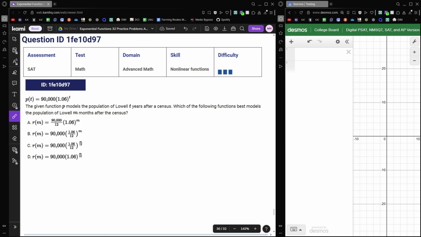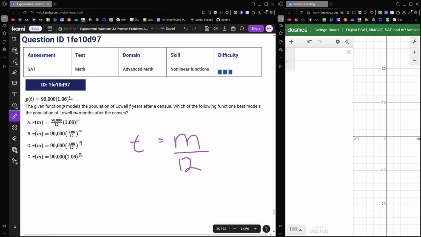Question number 30. The given function P models the population of Lowell T years after a census. Which of the following functions best models the population of Lowell M months after the census? So here we know that T represents 1 year. So we know that T, which is 1 year, is also equal to 12 months. So that would be M, which is the amount of months, over 12.